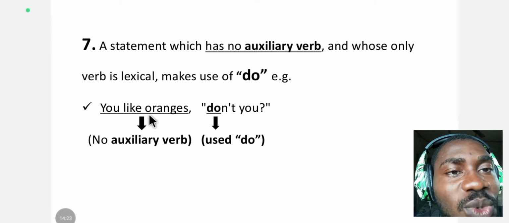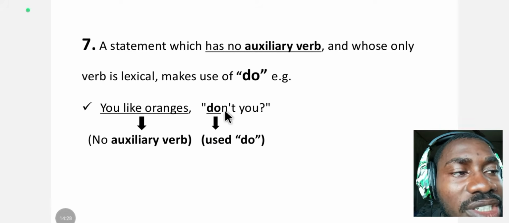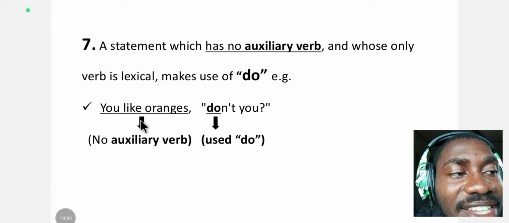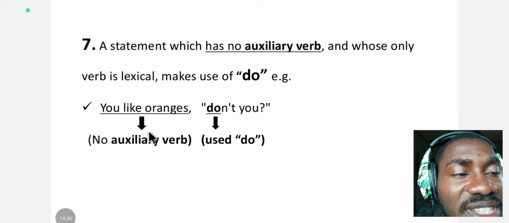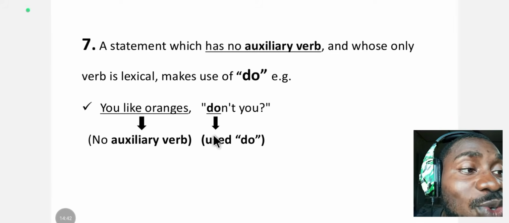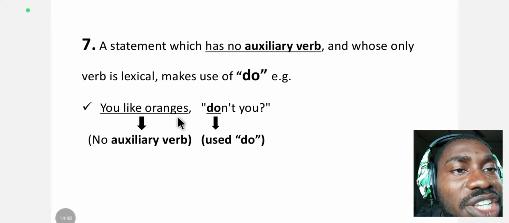So saying you like orange, do you? That's wrong. When you say you don't like orange, do you? You see, when there's don't there, not is a negative statement, so it's supposed to go with a positive tag. So you can say you don't like orange, do you? That's correct. But when we are using a positive statement, which is you like orange here, we use a negative tag, which is don't you.